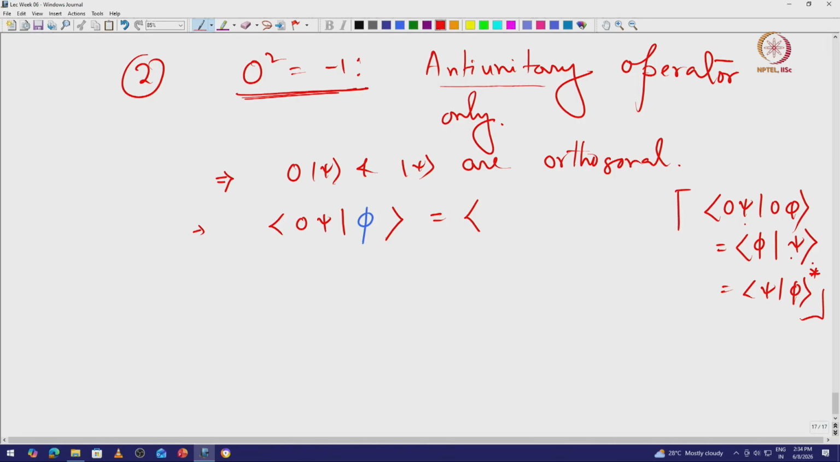So, if I apply O again, I am supposed to then get O phi and O psi. So, this is O square, and I am going to use minus 1. So, minus, O square equal to minus 1 psi.